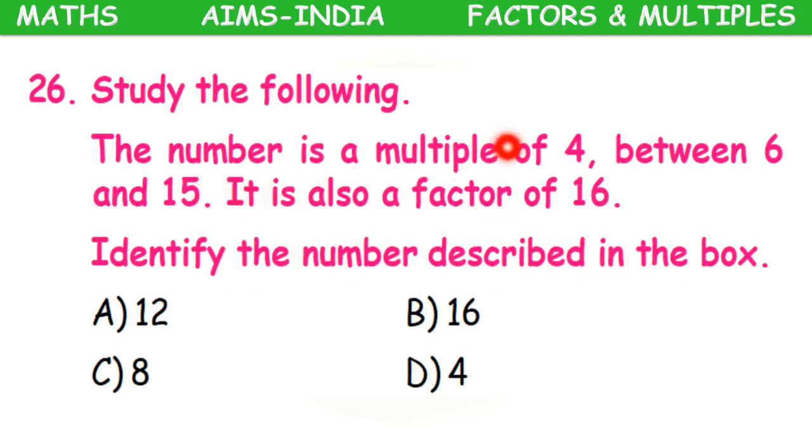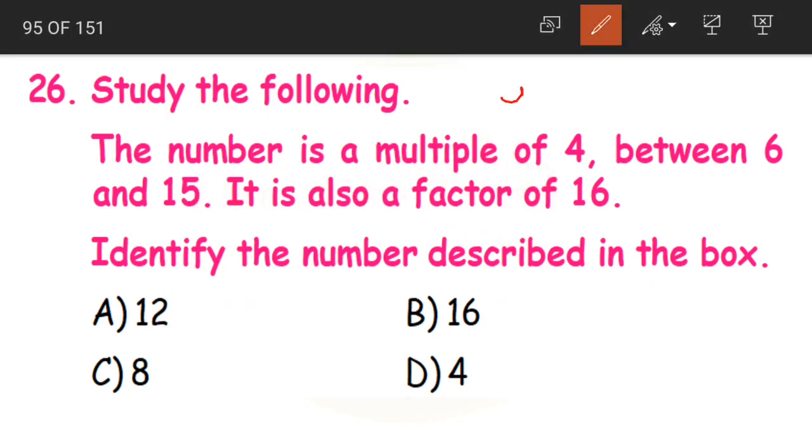What are they saying? We have a number which is a multiple of 4. If you look at the multiples of 4, we have 4, 8, 12, 16, 20. Okay. And then what are they saying? That number is between 6 and 15. So between 6 and 15, right? Sorry, 12 should be there. 8 should also be there. So between 6 and 15 means we have only two multiples, 8 and 12.